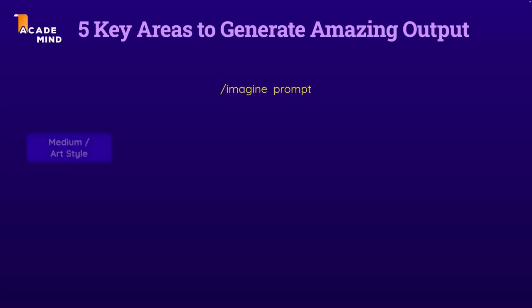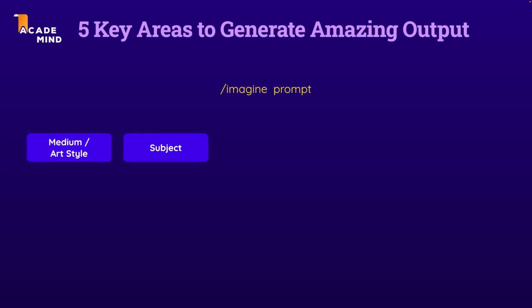So the first area we'll have a look at is the medium or the art style. So basically how the image should be generated. Should it be a photo? Should it be an illustration? Should it be a sketch? Should it be a 3D animation? And so on. So what medium should be used to create this image? The second core area will be the subject. The subject describes the core content of the image. In our first example, the elephant was the core subject, so to say.